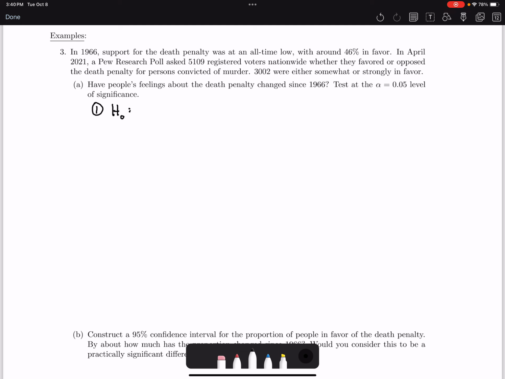More specifically, we want to know if the proportion is the same as it was in 1966. The proportion in 1966 was 46%. Okay, but we want to know if people's feelings have changed. Now, we're not necessarily interested in knowing if the proportion has increased or if it's decreased. We just want to know if it's different, right? We just want to know if it has changed. And so we're going to run this as a two-tailed test.